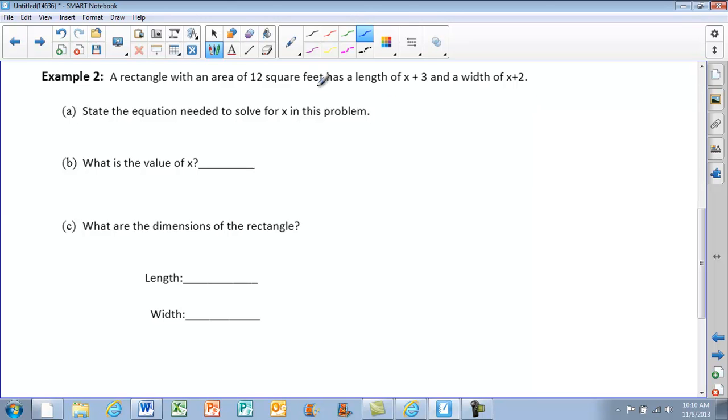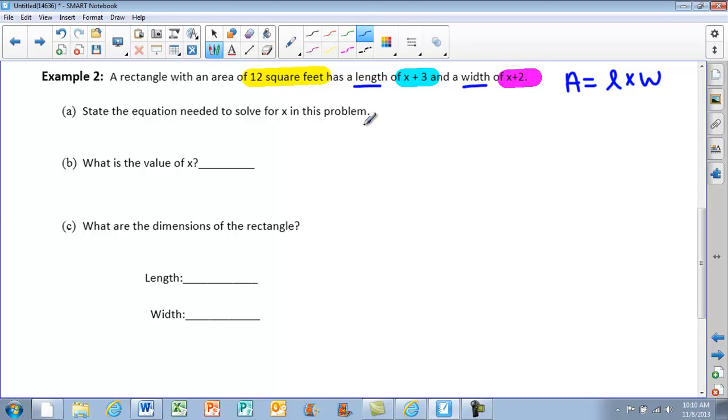First of all, it says, a rectangle with an area of 12 square feet has a length of x plus 3 and a width of x plus 2. Part A says, state the equation needed to solve for x in this problem. So first of all, we need to recall our formula for area. We know area is equal to our length times our width, or our base times our height. But I'm going to use length times width because that's what we were given in this problem.